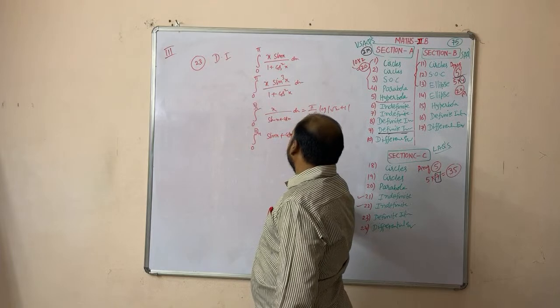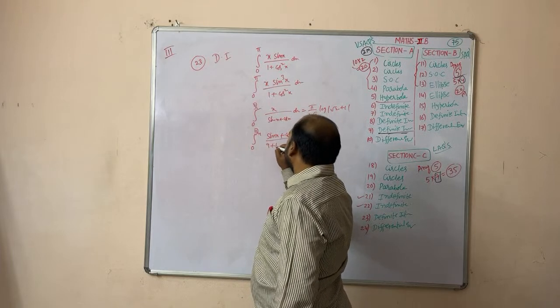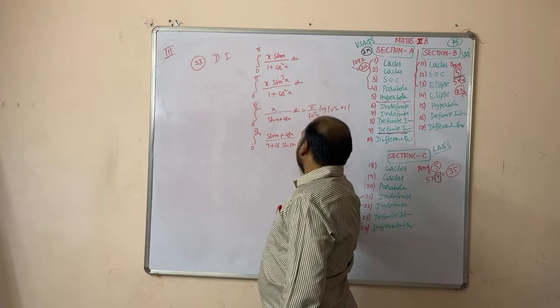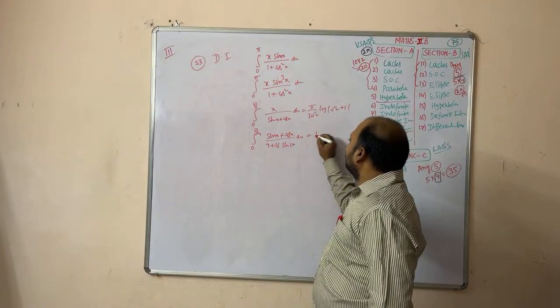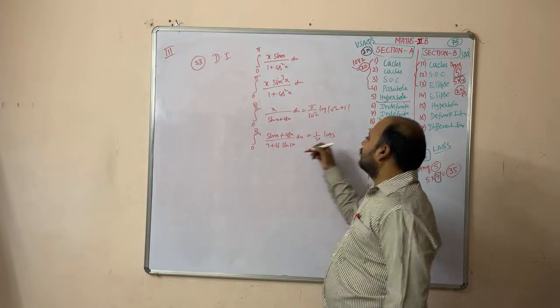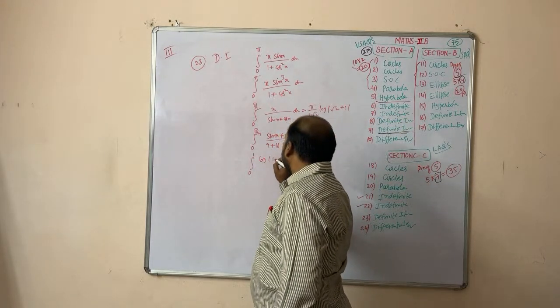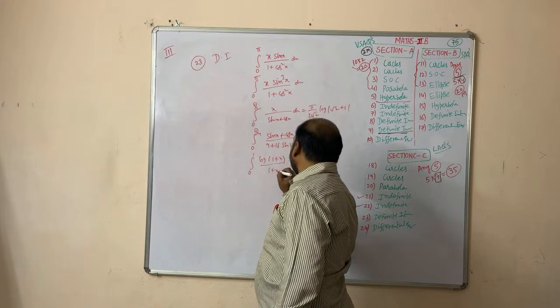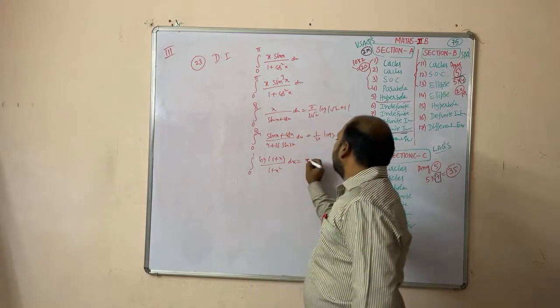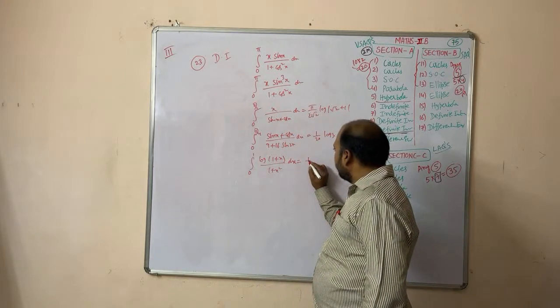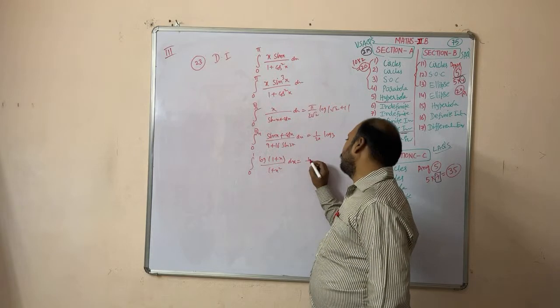Integral 0 to pi by 4 sin x plus cos x divided by 9 plus 16 sin 2x. Find this value or show that it is 1 by 20 log 3. And integral 0 to 1 log of 1 plus x by 1 plus x square into dx. Show that this value is 1 by, what value will come here?